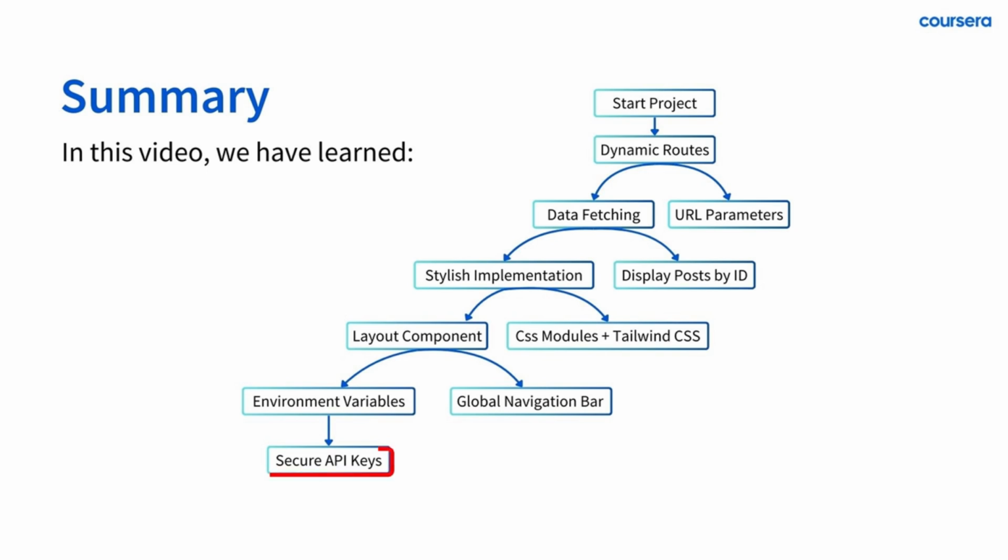Last but not least, we securely manage environment-specific data such as API keys using environment variables in Next.js. We built a mini project that incorporates many of the key features of a modern web application: dynamic routing, data fetching, responsive styling, global navigation, and secure data management. And the best part? You have done it all using Next.js 14 and the app router.